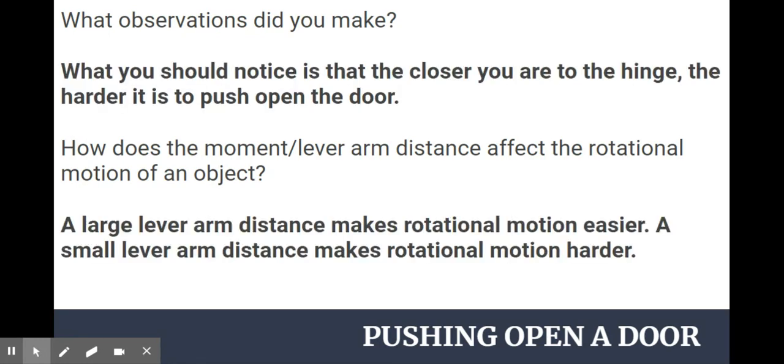Well, what you should have noticed is that the closer you are to the hinge of the door, the harder it is to push the door open. There's a reason the doorknob is put on the opposite side of the hinge. The reason for this is the answer to the second question. When you have a large lever arm distance, rotational motion is easier. The smaller the lever arm distance, the closer you are to that pivot point or fulcrum, it's so much harder to get rotational motion to occur. So we place the doorknobs on doors in a place where they have a large lever arm distance. That makes it easier to open the doors.